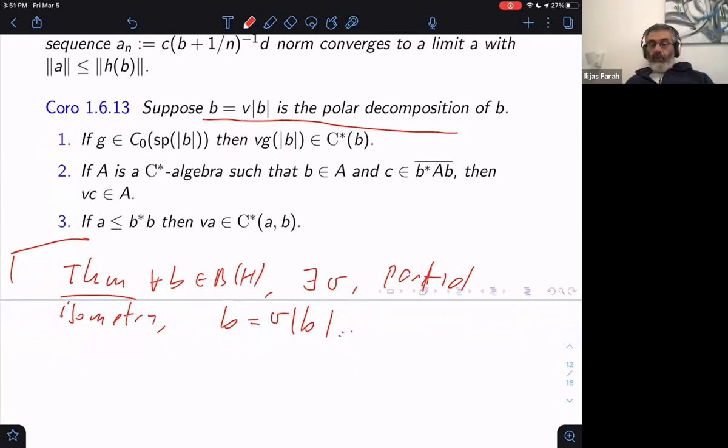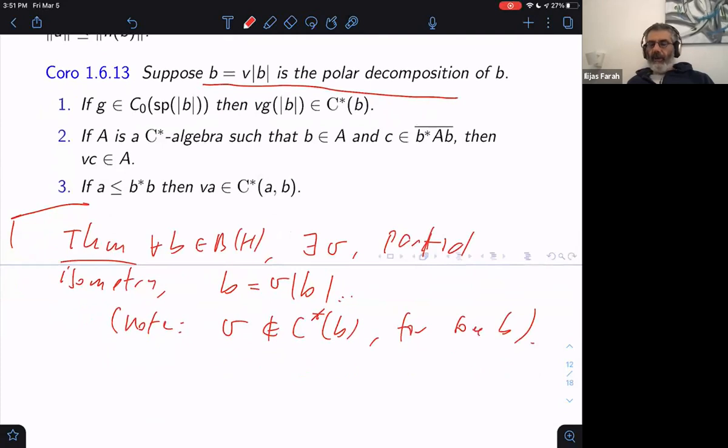Now, this is not true in C algebras. So let me just say, note, V does not belong to C star of B for some B. Basically, if you have some compact operator, which is not of finite rank, then typically V is not going to be there. Now, why is this theorem useful? Well, this is exactly what you need to get that property of phi star that we talked about, but we'll leave that for a moment. So here, this corollary talks about polar decomposition of B. And you see, part one is a poor man's version of saying that V belongs to C star of B.